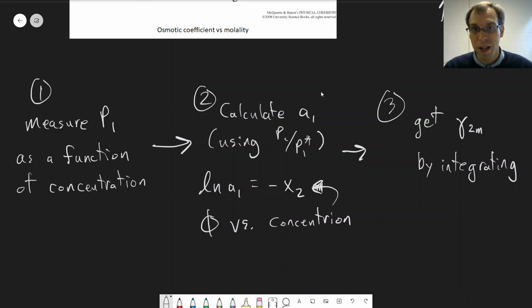This particularly applies to non-electrolytes. When we talk about electrolytes, it's not as straightforward as this, and there are theoretical calculations that we can use to find activities that we'll talk about at the end of this chapter. But this concludes for right now this section about activities for non-electrolytes and how we find those using measurements of pressure.